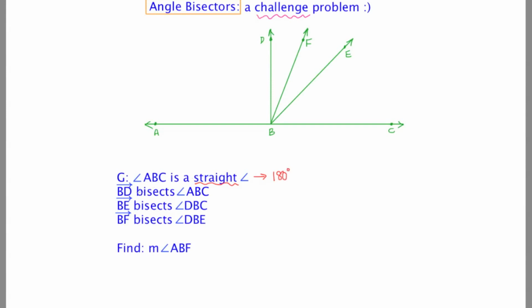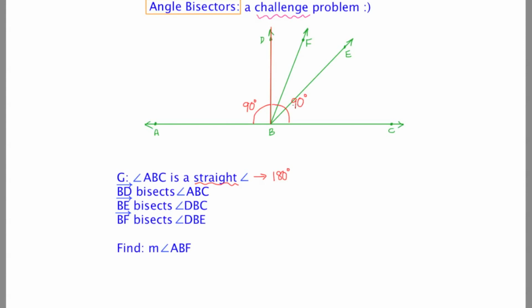Great. Now it tells me that ray BD bisects angle ABC. So if you take a 180 degree angle and you bisect it, or cut it in half, what is half of 180? Well, if you said 90, then you're correct. So what I've just illustrated is that we've taken a 180 degree angle and we're cutting it into two equal parts, each of which is 90. So I'm going to mark that with tick marks. So we have a 90 over here, and we have a 90 over here.